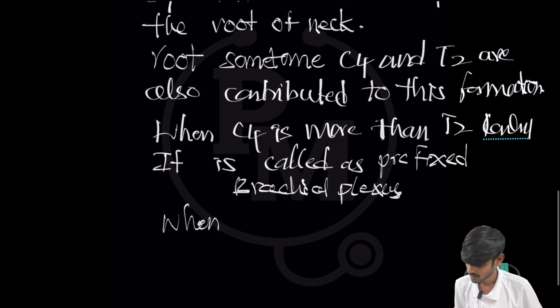Okay, let's know about how these trunks are going to divide. Each trunk is dividing into anterior and posterior divisions.